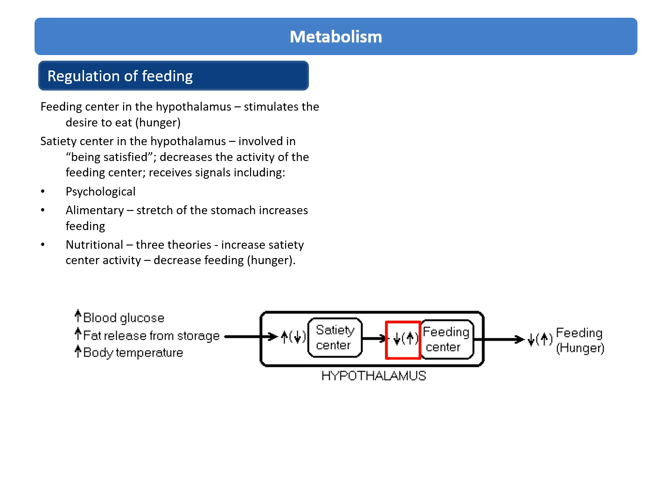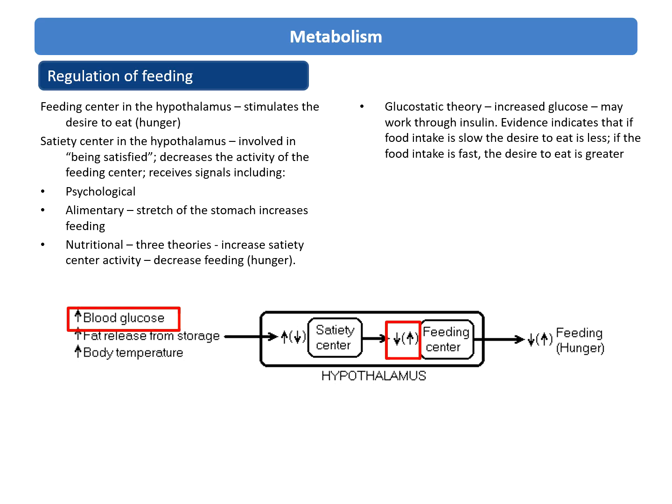Then there are nutritional signals. There are three prominent theories about this. They tend to decrease the desire to eat. For example, the glucostatic theory, increased glucose. Now, we know that if a child eats a candy bar before dinner, it seems to have an effect on decreasing their appetite. The glucostatic signal may work through insulin.